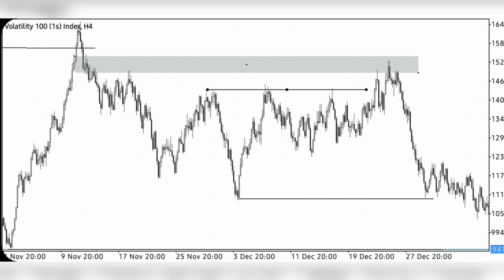Also, don't trade too many instruments. Just study the footprint of a particular instrument, and that is it for you.